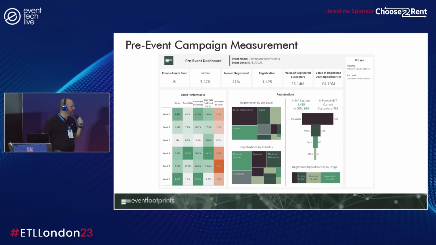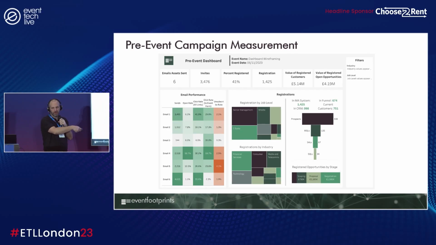So let's say we've got 6 emails, and this is the email open rate. This is all the data that's captured on your marketing team look at on a daily basis around email optimization, etc. And we can look at the registration by different job roles and industries.